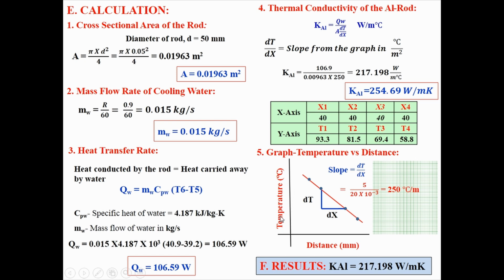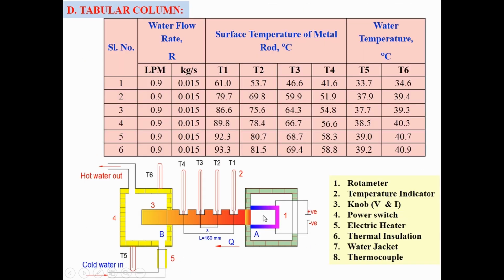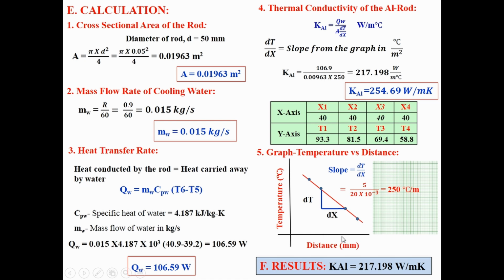Vertical component you take temperature, horizontal component you take distance. Now you can see here, this is 0 distance because heat is flowing in this direction. At x1, what is the T1? I will do one specimen calculation. I will consider the highest temperature here and take a 6 reading. At x1, T1 is equal to 93.3. At x2, T2 is equal to 81.5. T3 is equal to... like that you have to draw the graph here.